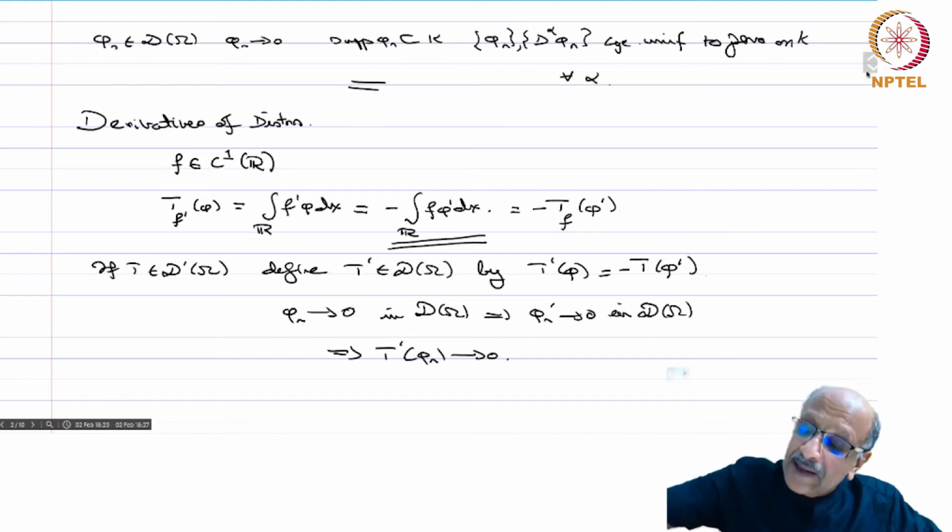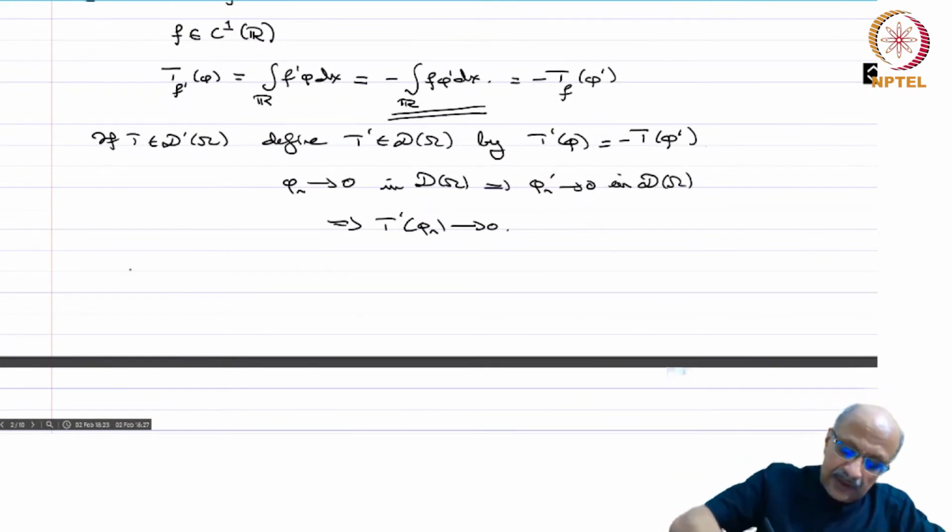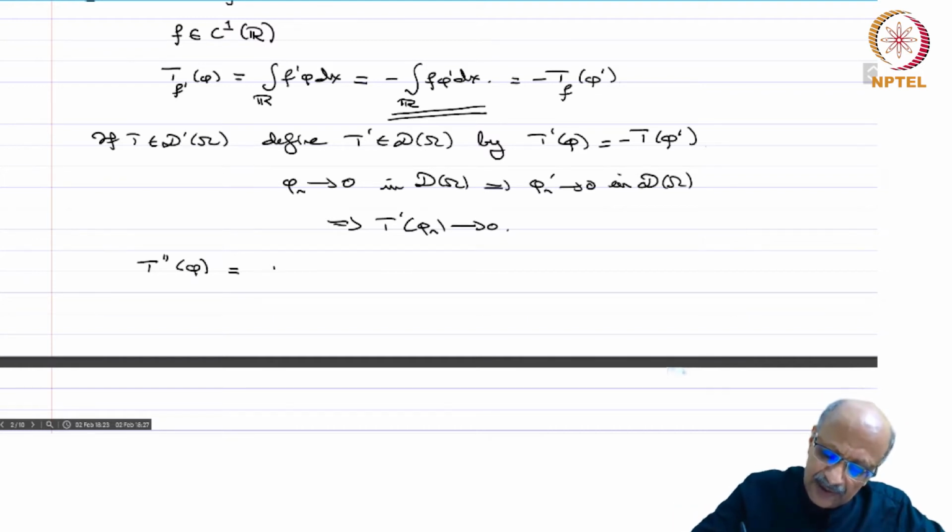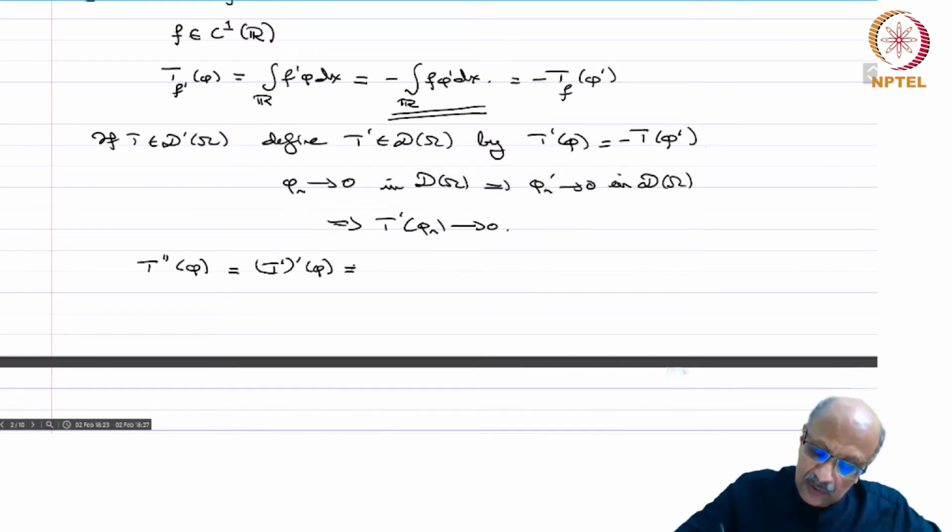Now we would like to iterate this. Let us try to define T double dash as a distribution. T double dash of phi is nothing but T dash dash of phi. This is equal to minus T dash of phi dash by the definition which we just gave. Now I am going to again use the definition of T dash, so that will become, and the minus will get picked up, T of phi double dash.